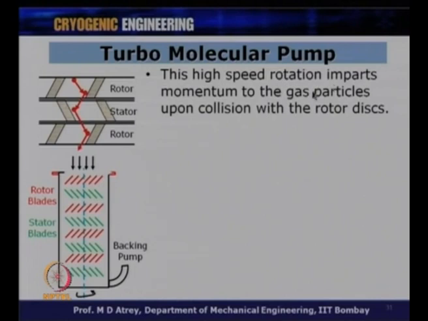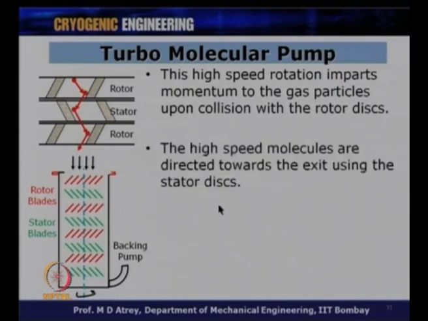This high speed rotation imparts momentum to the gas molecules upon collision with the rotor disc. So what is happening? This rotor is moving very, very fast, and the gas molecule will come over there and collide on the rotor disc, and during this collision the momentum of the rotor will get transferred to the gas molecule, and it will get velocity, because of which it will go to the stator, and again the stator will give direction. Again on the next rotor stage it will get a momentum, and again it will get a direction, in such a way that momentum is imparted in every rotor stage, while the stator stage ensures that it goes in the correct direction, and ultimately it will go through to the vacuum pump. The high speed molecules are directed toward the exit using the stator discs.